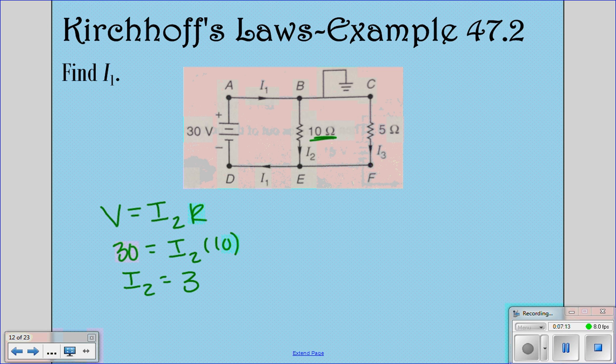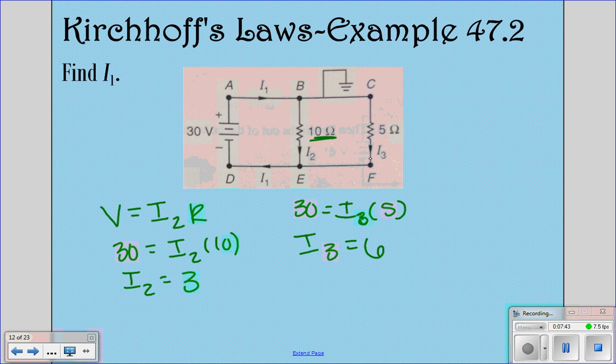And so the potential at C is 30 volts higher than at F. And so we know that the voltage for C is 30. We don't know I sub 3. And then we know that our R is 5. So that's a 3 here. And so your I sub 3 is 6.